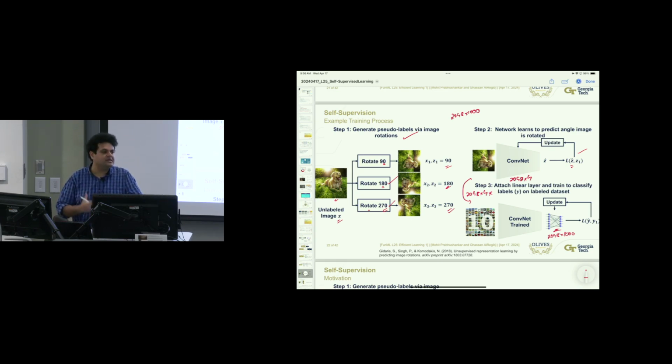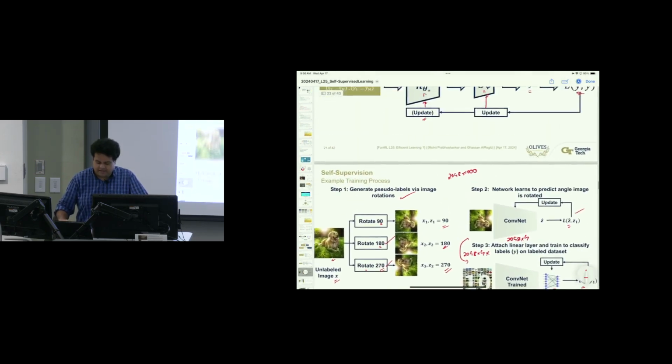And I'm going to use the small set of labels that I have. Let's say I have access to only like 5 labels. I'm going to use those 5 labels in order to construct this kind of a 2048 cross 1000 linear layer at the very end. And similar to normal supervised learning, I'm going to create a loss between y cap and y, and update the network based on this small set of labels I have. Any questions regarding self-supervision?